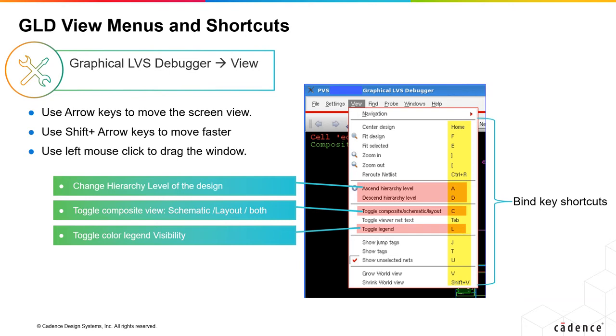The keyboard arrow keys, or mouse movement with left key pressed, will drag the GLD screen view. Use shift with arrow keys to drag the screen view faster.